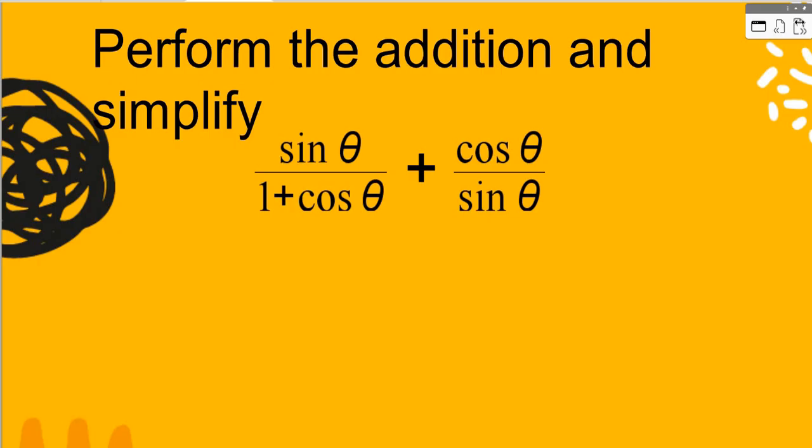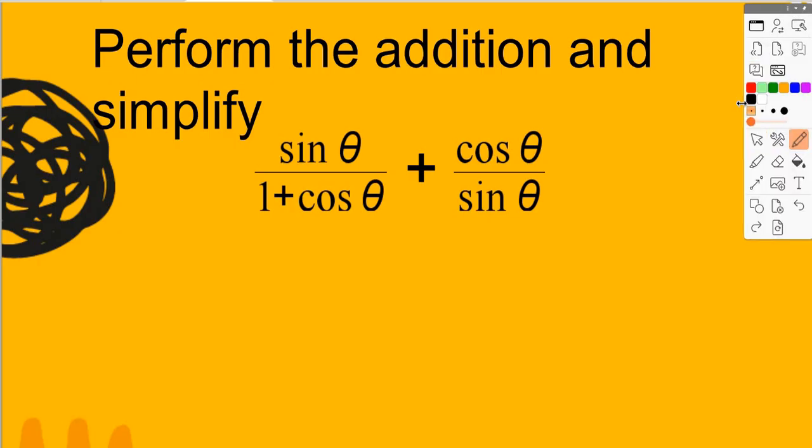So I have two fractions here, and it asks us to perform the addition, and then we're going to simplify. So, just in general, when we have fractions, what do we have to do in order to be able to add them? Yeah, we have to have a common denominator, and the same thing is going to be true here. The only difference is that our common denominator is going to have trig things in it.